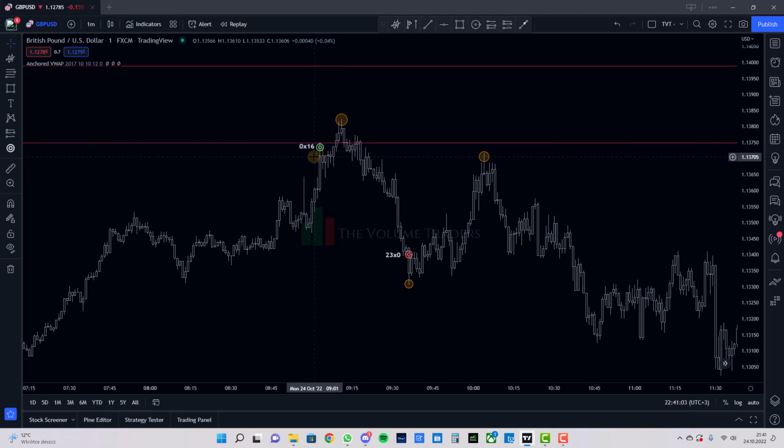So this is our resistance just below the supply. And then price moved up and started to drop. Yes, so it even broke the bullish imbalance once again. So here is our break of structure.